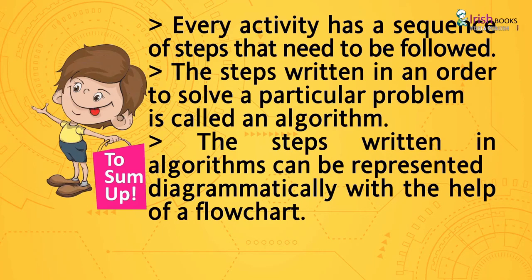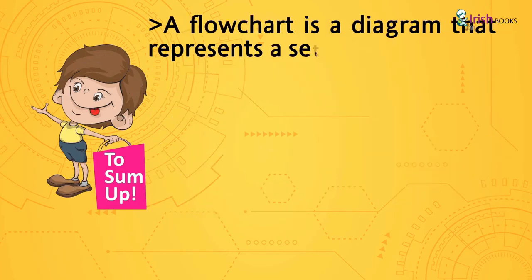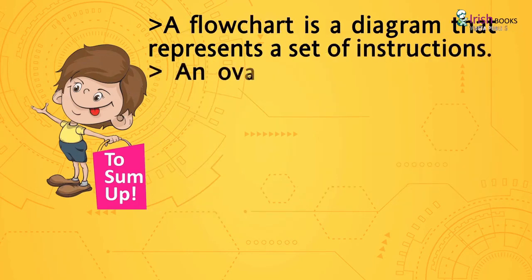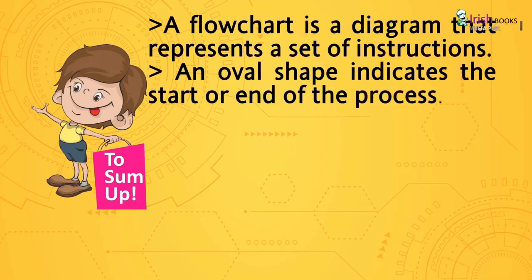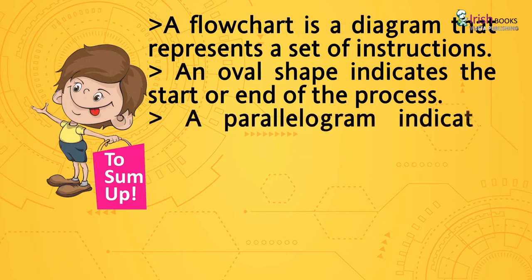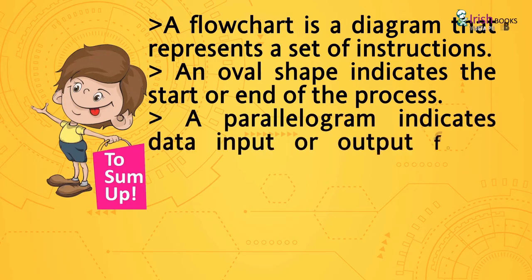A flowchart is a diagram that represents a set of instructions. An oval shape indicates the start or end of the process. A parallelogram indicates data input or output for a process.